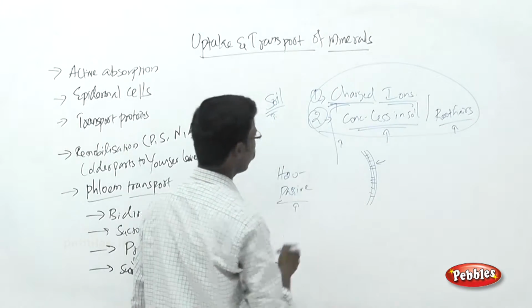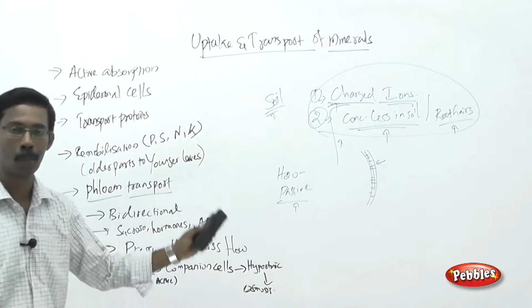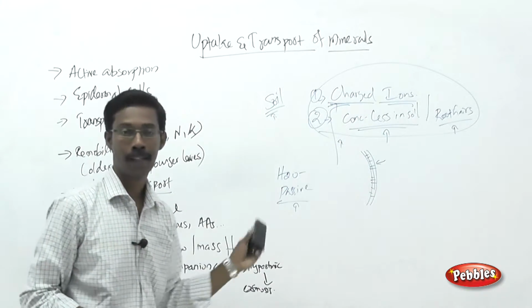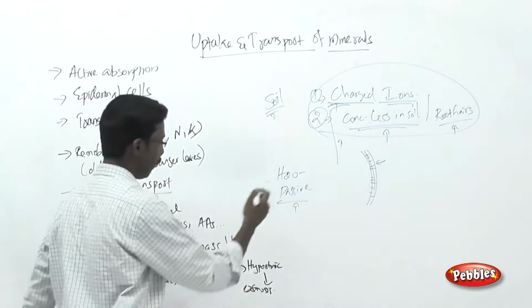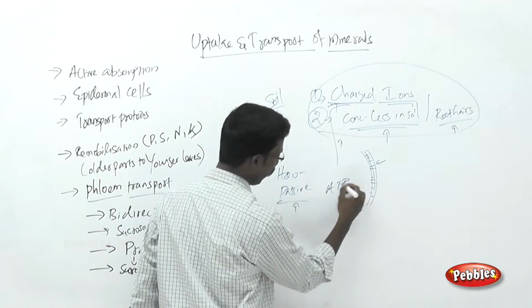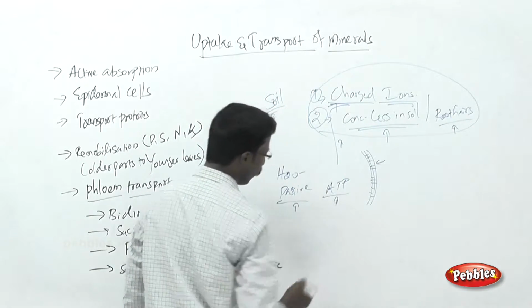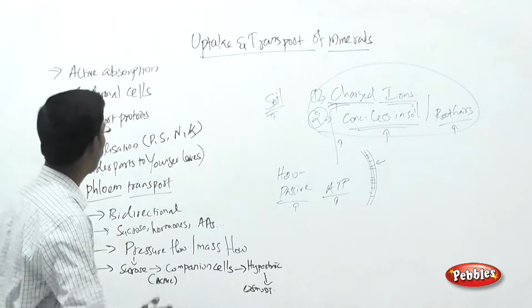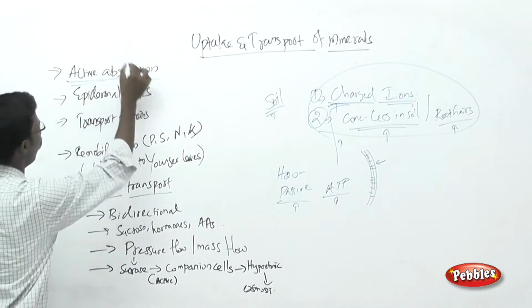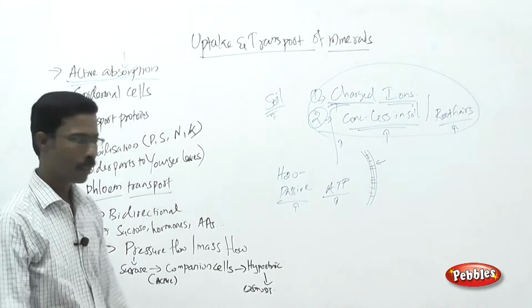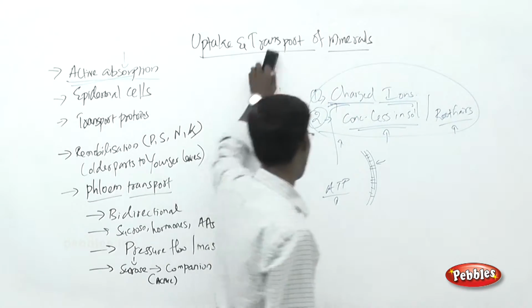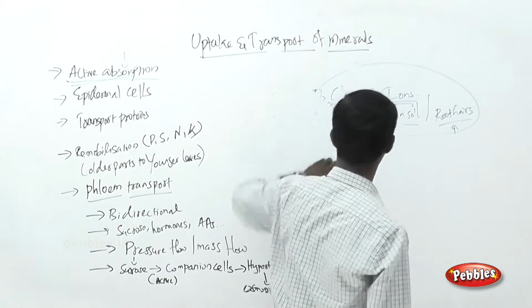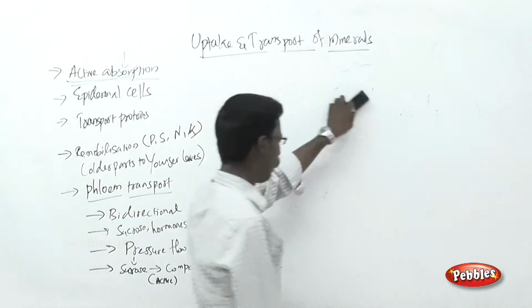But over here, the uptake of the particular minerals from the soil and the transport requires energy. They need energy in the form of ATP. So we call this kind of uptake and transport active absorption or active transport. By means of active transport only, the particular mineral uptake will happen.